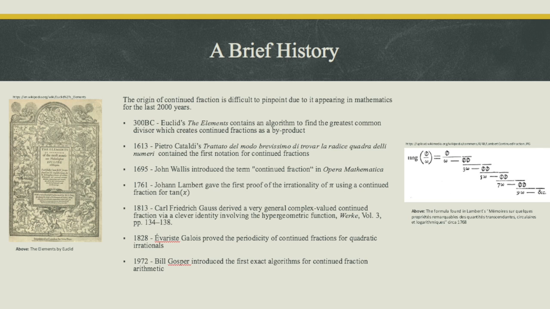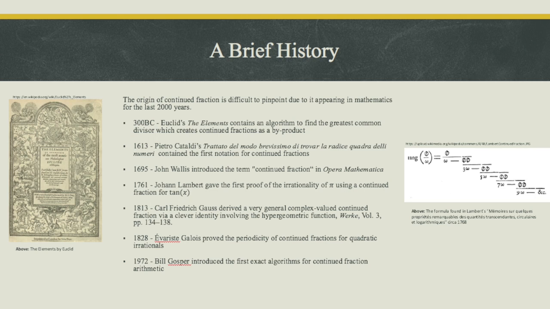It's hard to pinpoint the origin of continued fractions, since they have appeared in the last 2,000 years of mathematics. The first major example of continued fractions occurred in Euclid's The Elements, as a byproduct of his algorithm for finding the greatest common divisor. They have steadily been found more and more as time went on, with major implications of continued fractions being discovered in the last 500 years.